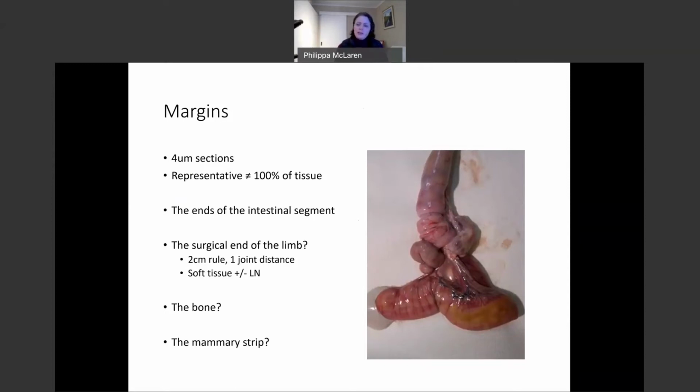The surgical end of the limb, when you've done an amputation, is a challenging one. In general, the rule goes that if you've amputated proximally and the lesion is more than 1 joint distant from that excision, then there's not really any point in doing soft tissue margins. If it's more than 2 centimeters from the soft tissue margins, the same is likely to apply.